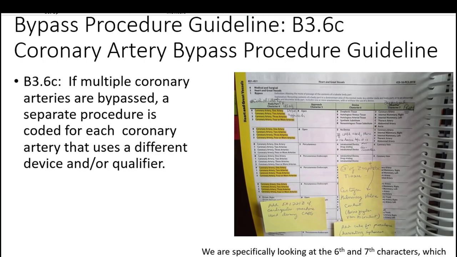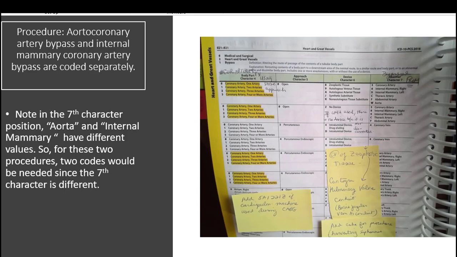If multiple coronary arteries are bypassed, a separate procedure is coded for each artery that uses a different device and/or qualifier. In other words, you're specifically looking at the 6th and 7th characters and seeing if the device and the qualifier differ between those different arteries. Here's an example where you're doing an aortic coronary artery bypass and an internal mammary coronary artery bypass. They are coded separately because the 7th character position is different for aorta and for internal mammary. And you have to code those two codes because the 7th character is different.